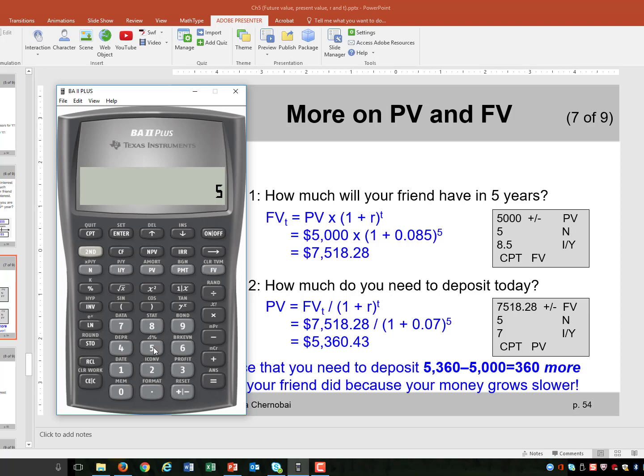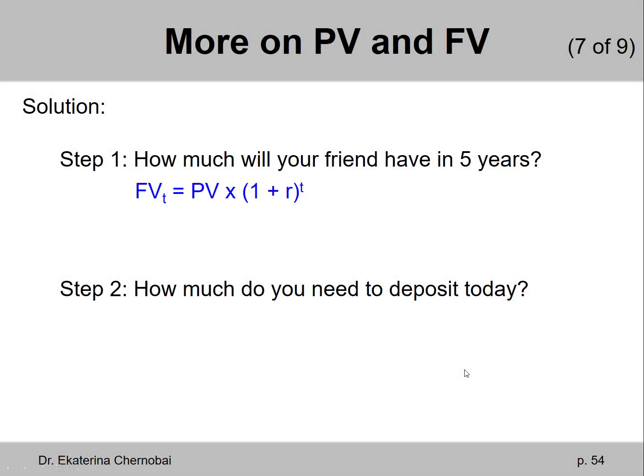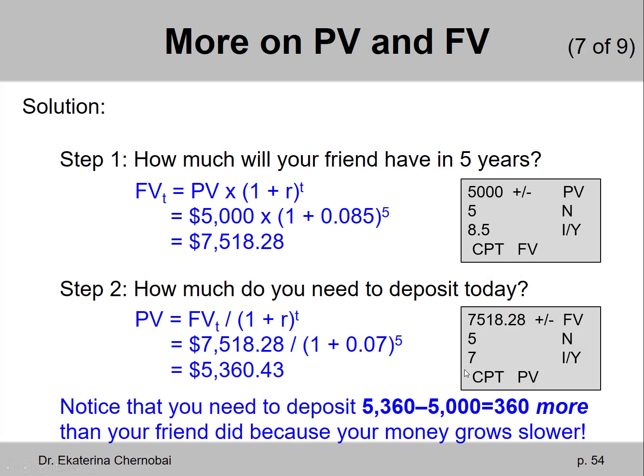5 years for you, just like it was for your friend, 5N. Your rate is smaller, 7%, 7 IY. Compute your present value, $5,360.43. Right? So you would need to start with $360.43 more than your friend to make up for your money growing slower.